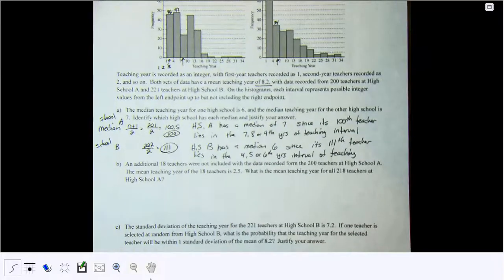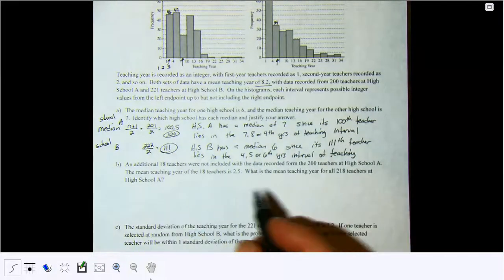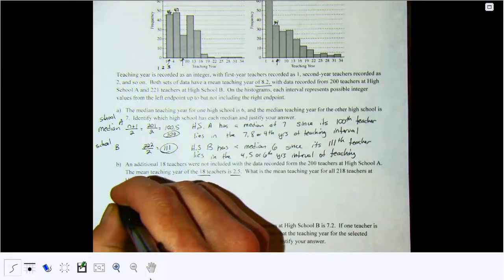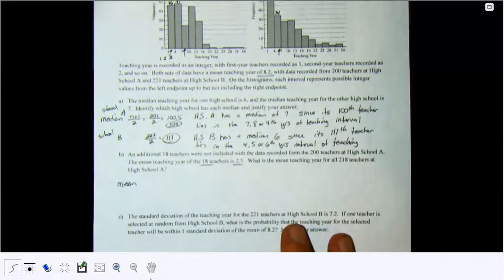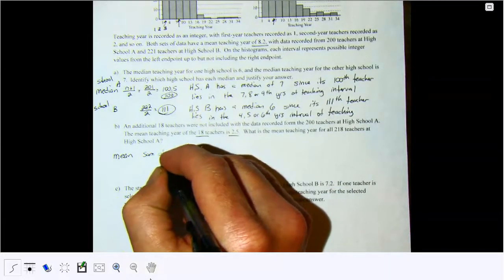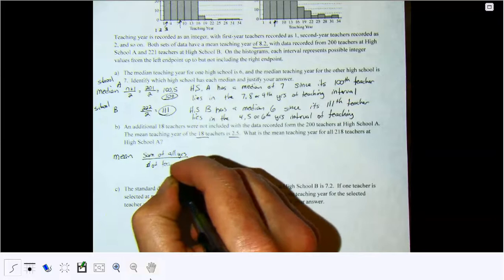An additional 18 teachers were not included in the data recorded from the 200 teachers at high school A. The mean teaching year for those 18 teachers is 2.5. What is the mean teaching year for all 218 teachers? So we have to remember the mean. The mean is going to be the sum of all years divided by the number of teachers. That will give us my average.